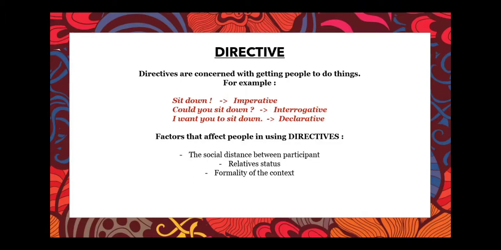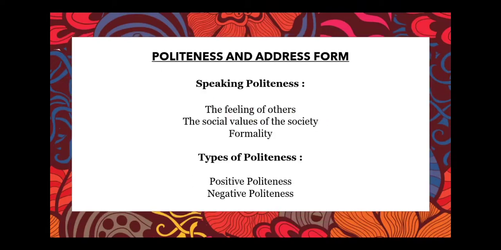There are some factors that affect people in using directives: the social distance between participants, relative status, and formality of the context. Now we move to politeness and address forms. Politeness is one of many important things that we use in speech, communication, or interaction with other people. We use politeness basically for the feelings of others, for the social values of the society, and for formality. There are two types of politeness, positive and negative politeness.